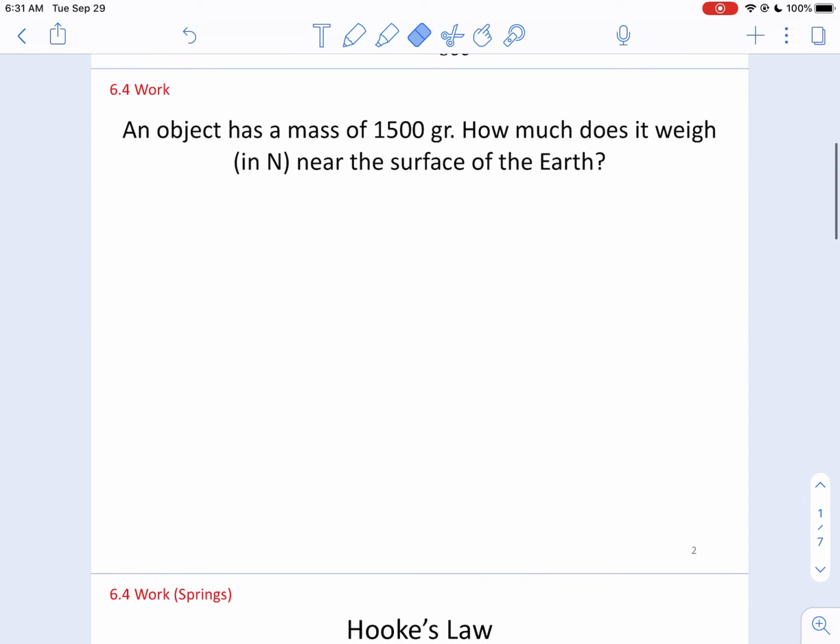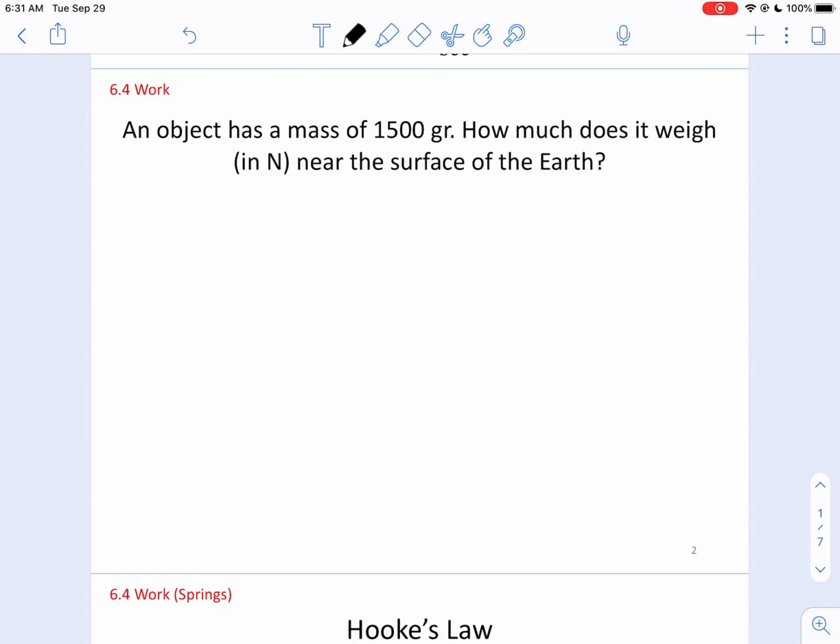Let's do a quick example of this. An object has a mass of 1,500 grams. How much does it weigh in newtons near the surface of the Earth? Now I say near the surface of the Earth because technically as you go further away from the Earth's center of mass, your weight diminishes. So that 9.8 figure we mentioned earlier would change if you go further and further away from the Earth. But near the surface of the Earth, we can assume it's relatively constant, which is 9.8 meters per second squared.